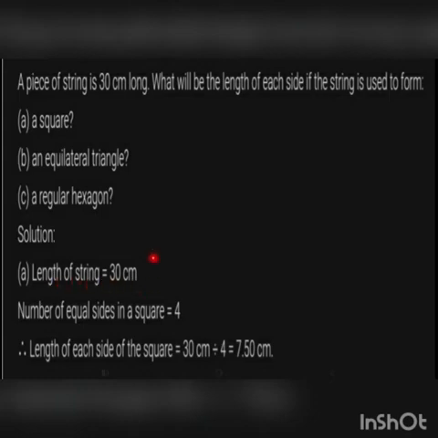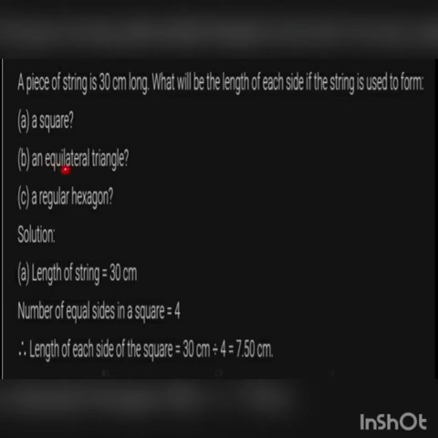So the length of string is 30 centimeter. Now how many sides are there in a square? 4 sides are there. So we know 4 into one side is this 30 centimeter. Therefore the length of one side will be 30 centimeter by 4, because I said this 30 centimeter is the perimeter of the figure. So in order to find the length of the side, we are dividing the perimeter by the number of sides, that is 30 divided by 4, you will get 7.50 centimeters. That is, one side is 7.50 centimeter.